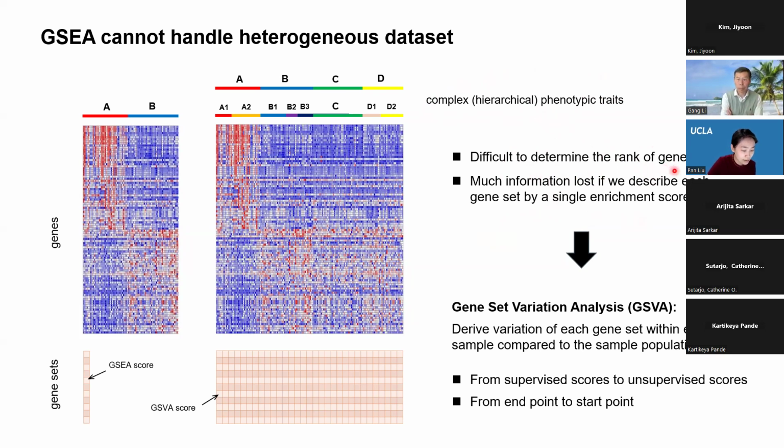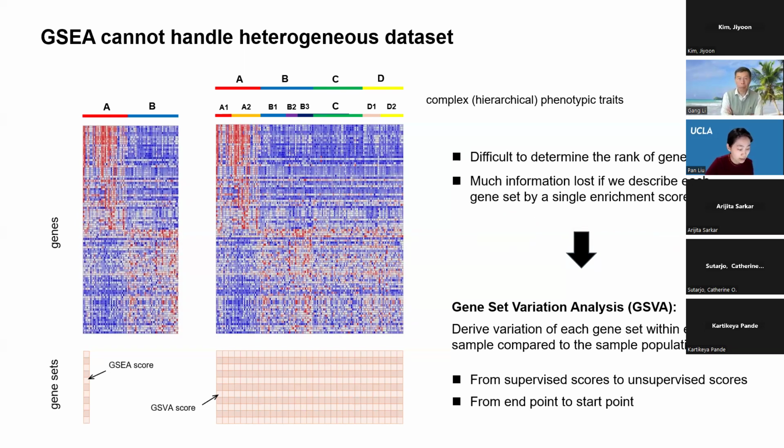And even if we can calculate the rank of the genes using some kind of correlation or association, we will also lose a lot of information if we just describe each gene set by a single enrichment score. For example, in the GSEA analysis, we just get a vector of GSEA scores, one GSEA score for each gene set. So the sample population information and phenotypic information are only used once when we calculate a rank, and then we just throw them all away when we do the further analysis.